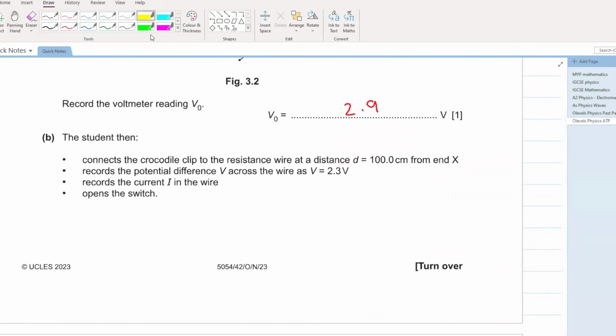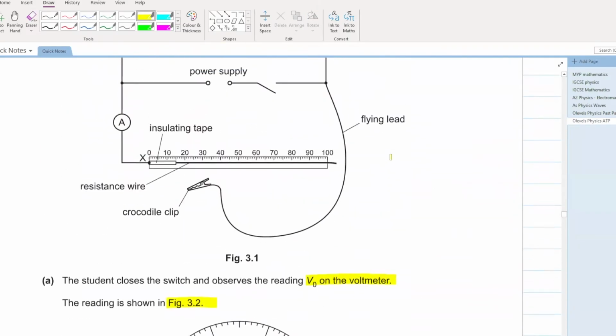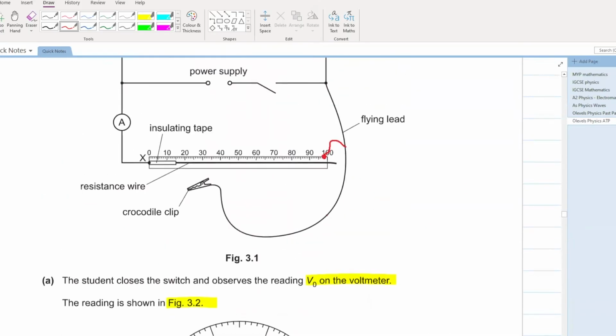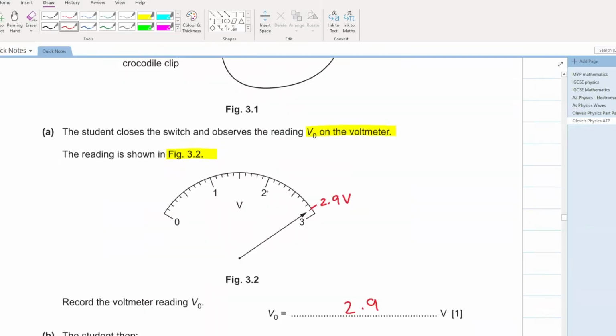The student then connects the crocodile clips to the resistance wire at a distance of 100 centimeter from end X. Okay. The student connects the crocodile clips at this 100 centimeter distance and records the potential difference across the wire as 2.3 volts.